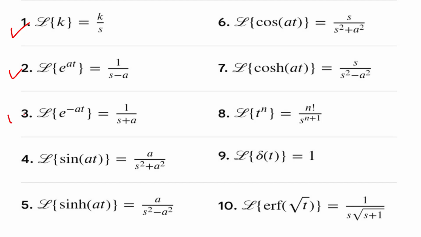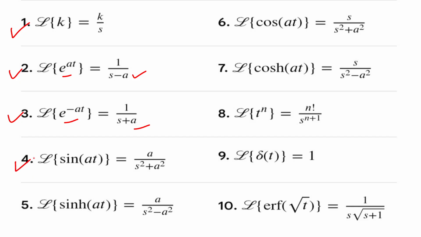Formula number 3 is the same but with a minus sign. Laplace of e raised to minus at is 1 over s plus a. If e raised to at is there, you have to write in minus form, 1 over s minus a. If e raised to minus at is there, you have to write in plus form, that is 1 upon s plus a, where a means any constant value. From 1 to infinity you can take any value, or even negative values also.